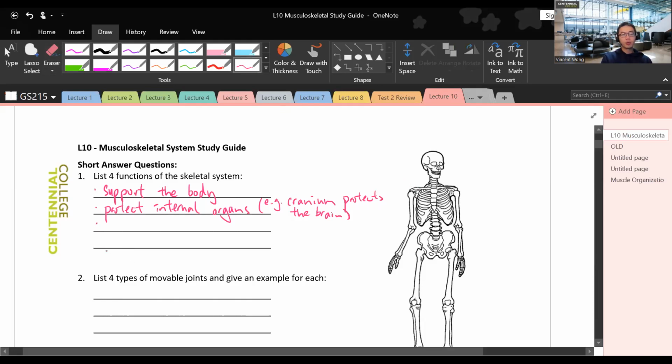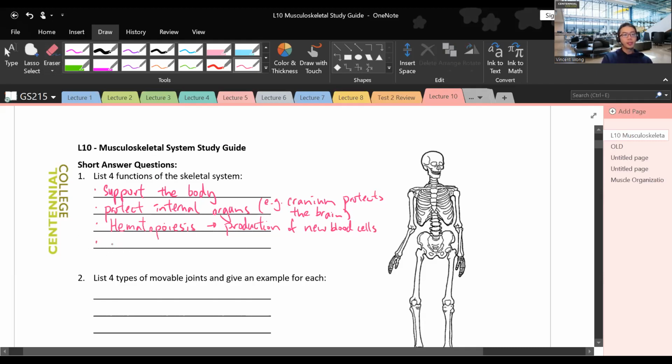Another function of bones that we actually talked about in lecture 2 is the ability to create new blood cells. So that's called hematopoiesis. Okay, production of new blood cells. All right. In the bone marrow, of course.